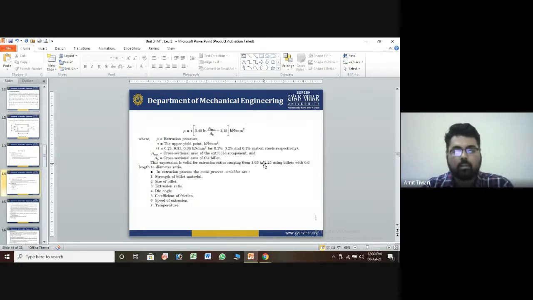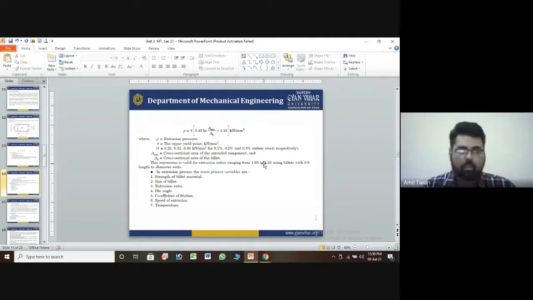Next, P is equal to tau times bracket 0.45 log of Ax divided by V plus 1.115, in kilonewton per mm square. Here P is the extrusion pressure, tau is the upper yield point, and tau is equal to 0.29, 0.31 or 0.36 kilonewton per mm square for 0.2%, 0.3%, 0.4% carbon steel respectively. Ae is the cross sectional area of the extruded component and Ab is the cross sectional area of the billet.